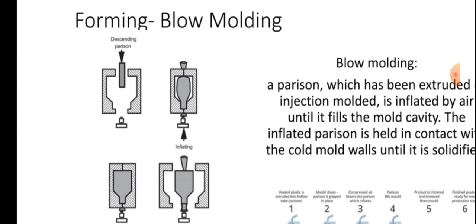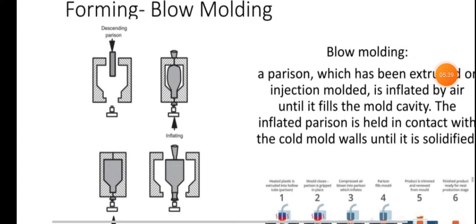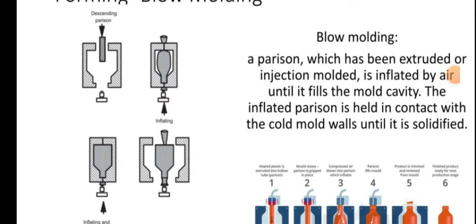Now we will see forming, blow molding. In this process, blow molding, a parison which has been extruded or injection molded is inflated by air until it fills the mold cavity. The flattened, inflated parison is held in contact with the cold mold walls until it is solidified.